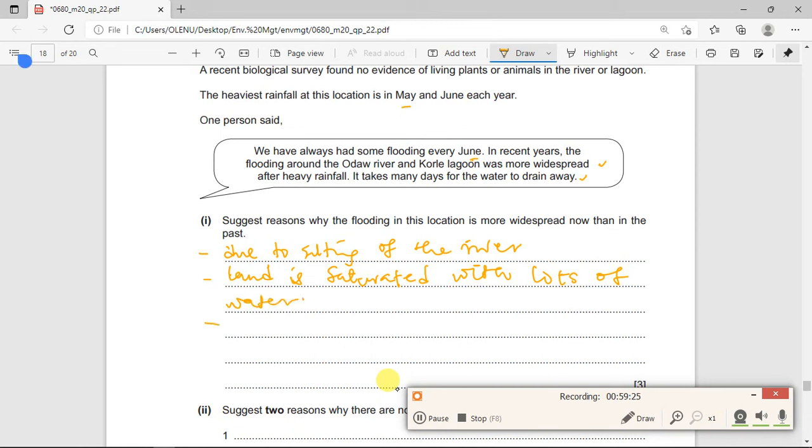Another point can be climate change. It's also a major reason because the rainfall shifted from June to May. Climate change can lead to unusual rainfall.